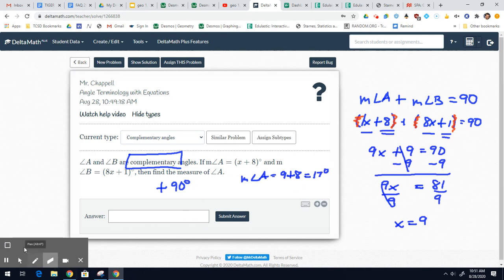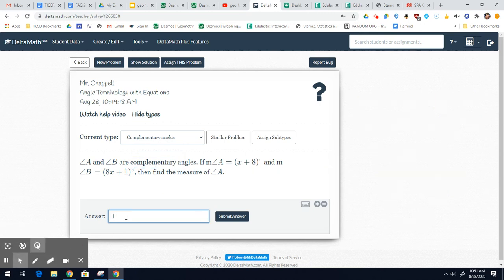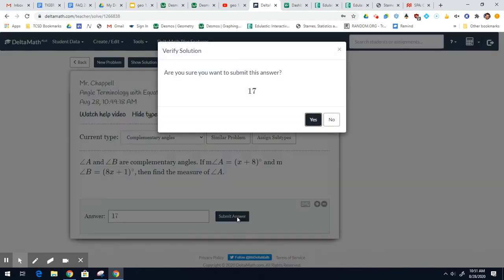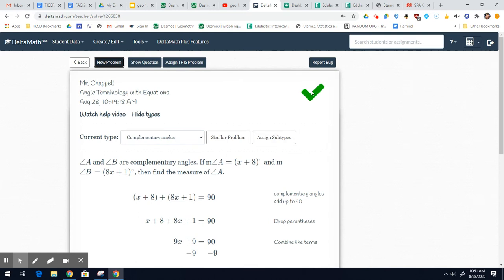I'll go ahead and type in 17 into this box. And let's submit and hope we're right. Boom, green check mark, makes me feel good. All right, last problem coming.